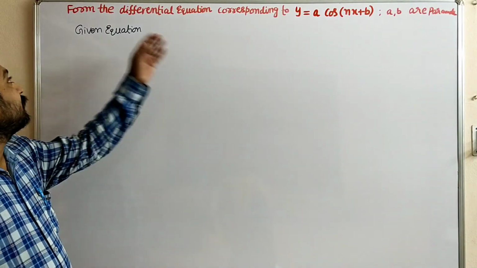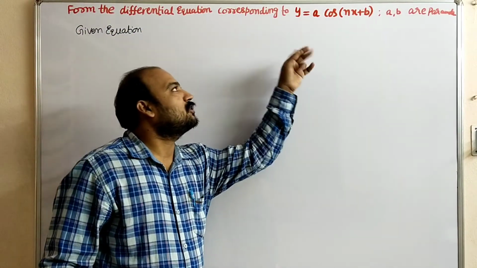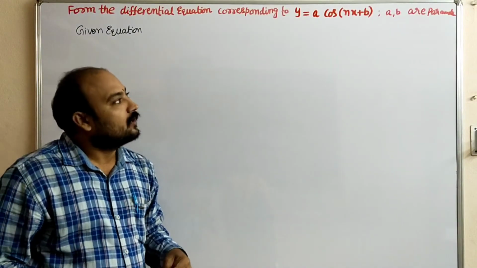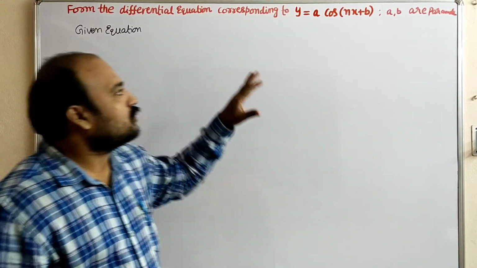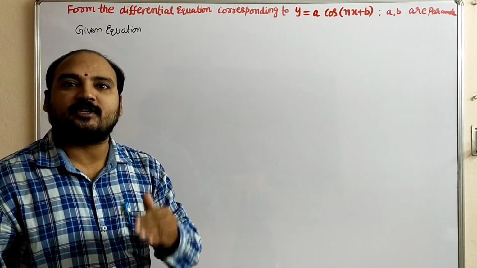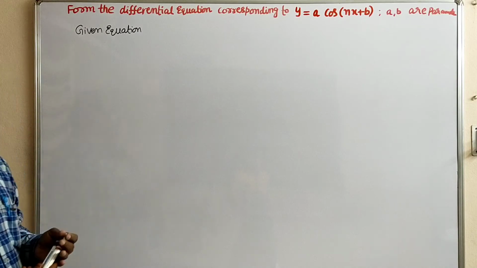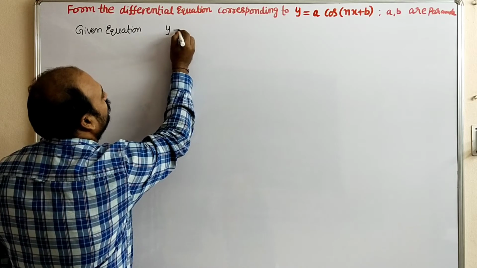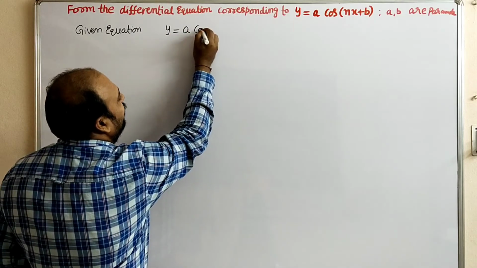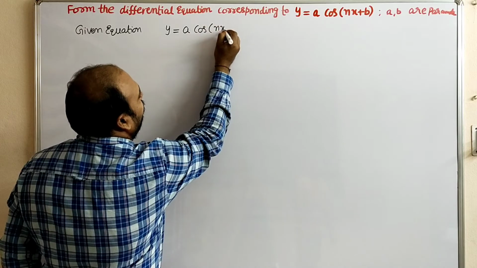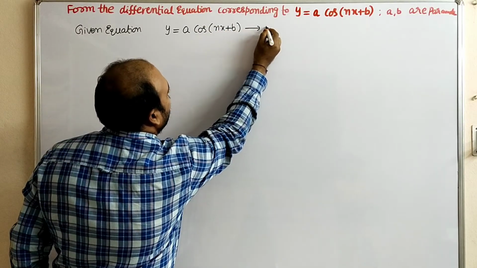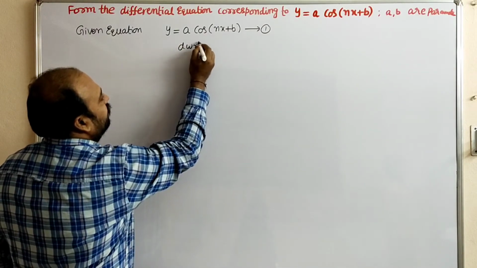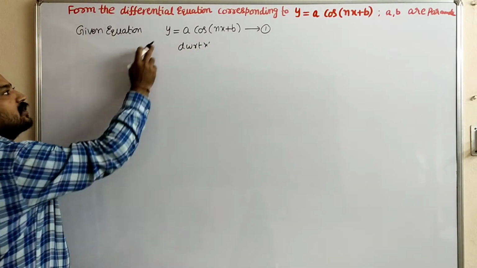The next question. Form the differential equation corresponding to y equal to a into cos of (nx plus b), where a, b are parameters. So here also a, b are parameters, which means we have to differentiate twice. First we have to write the given equation. What is the given equation here? y equal to a into cos of (nx plus b). Put that as equation number 1. So differentiate with respect to x.